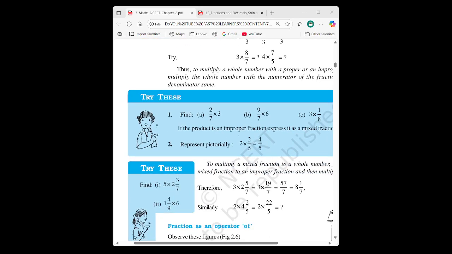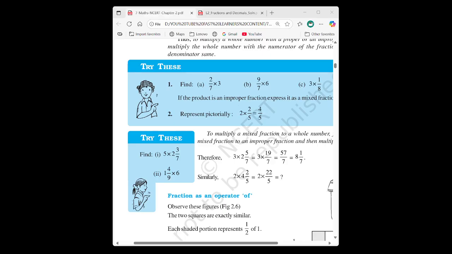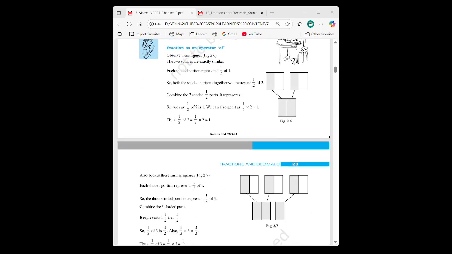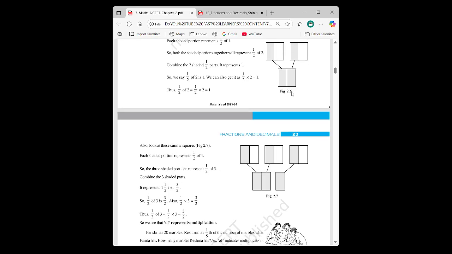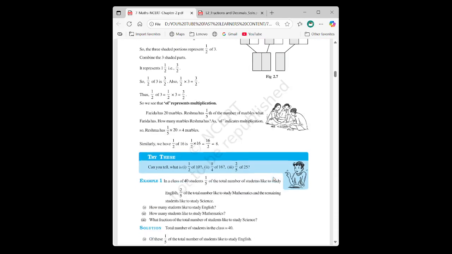So here for example 2 upon 7 multiplied by 3 will make 3 2s are 6 upon 7. Here 9 6s are 54 upon 7, and here 3 upon 8. If you have to represent this pictorially, what will you do? Think about it. Let's see this here. See this one, 1/2 and 1/2, so it makes 2 upon 2. Here 3 times this thing has been given, 1/2, 1/2, 1/2, so it makes 3 out of 3.